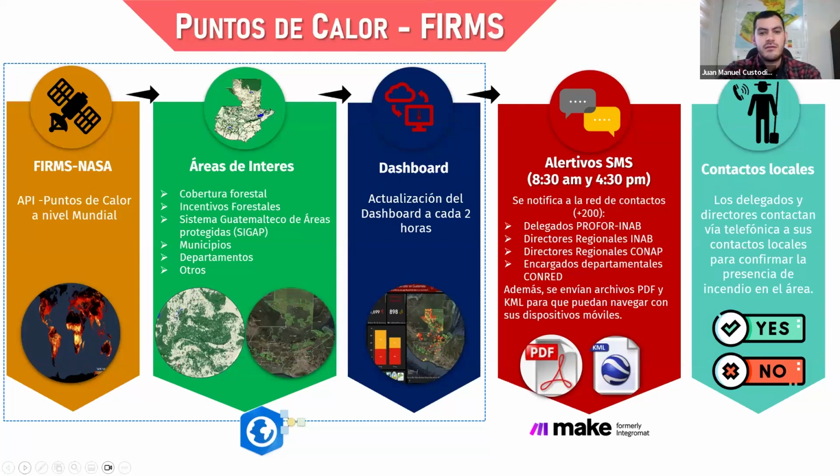Besides the heat points, as I said, this is an early alert, but we also have an automated process with which alerts are sent through email and SMS to the devices of the contact network that we have, because we work with different state institutions like the National Council of Protected Areas and the National Coordination for Disaster Reduction, which coordinates all of this topic of fires in our region. Text messages are sent, also PDF maps, georeferenced, KML, and so on. Next, please.